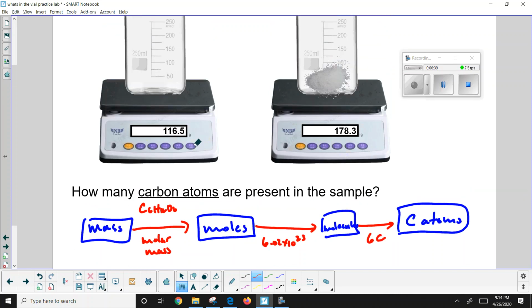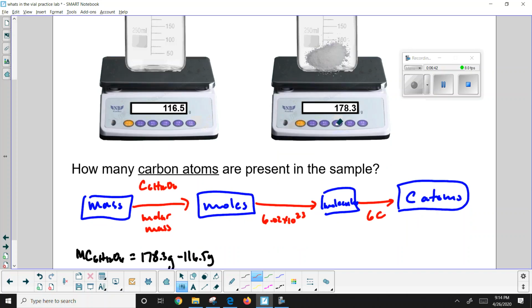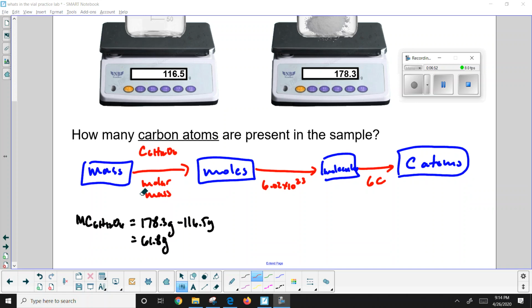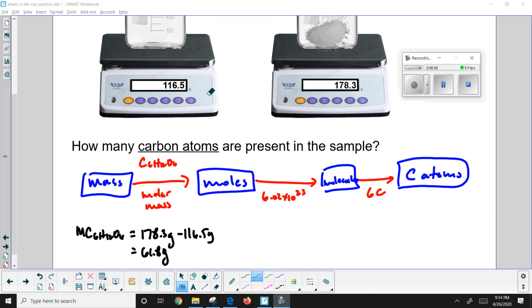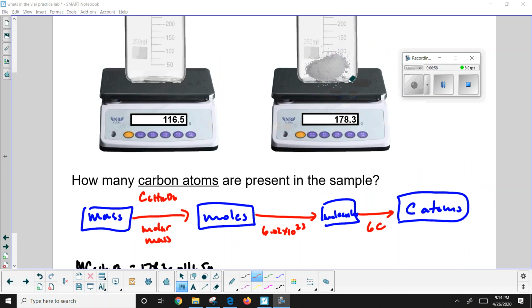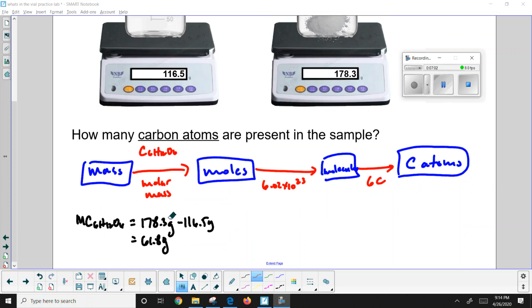So empty beaker was 116.5. My sample is inside the beaker, with the beaker together is going to be 178.3 grams. Okay, so first step is to determine the amount of glucose in the beaker. So we simply subtract the mass of the glucose and beaker from the beaker that's empty. So you end up with 61.8 grams.